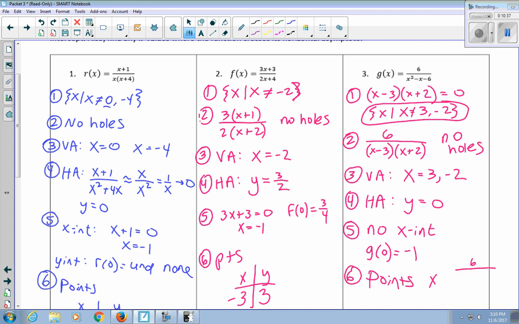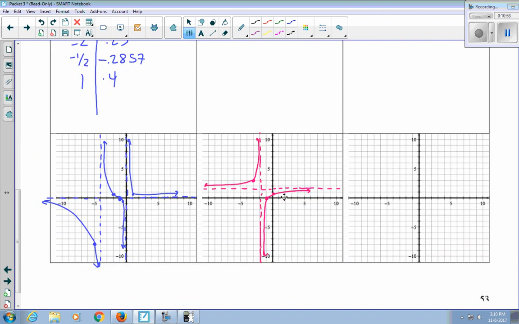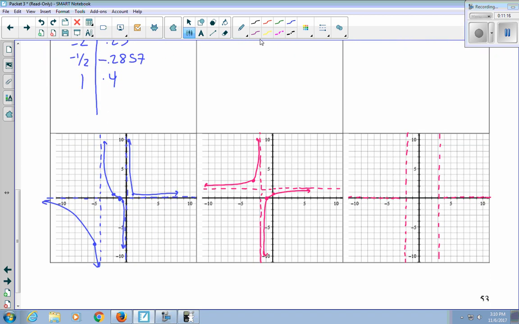X and 6 over x squared minus x minus 6. I'll get the points after I draw in what I already know. So vertical asymptotes at 3 and -2. And then I have a horizontal asymptote at 0. What else do I know? No x-intercept. I know there's a y-intercept, 0, -1. Plot that, 0, -1. And then I need some points.